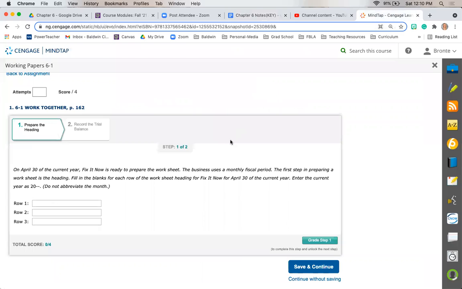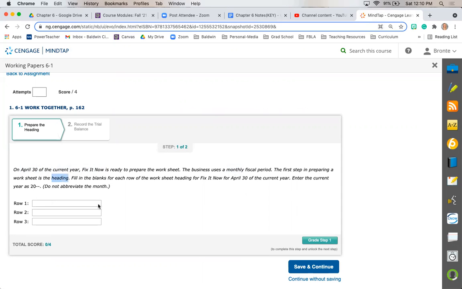So 6-1 work together. We are on April 30th of the current year. Company is Fix It Now, and we are going to prepare a worksheet, and the business uses a monthly fiscal period. The first step in preparing our worksheet is first filling out our heading.